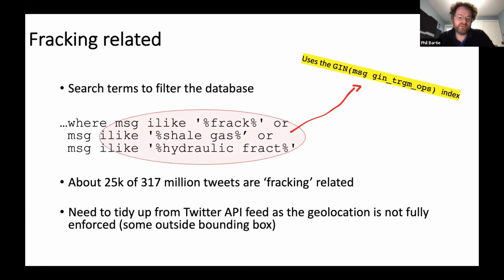But just to put this into context, if I was to read out a tweet a second, 317 million would take me about 10 years. 25,000 I think would take me about 7 hours. That's reading 1 tweet a second. So still a lot of data.